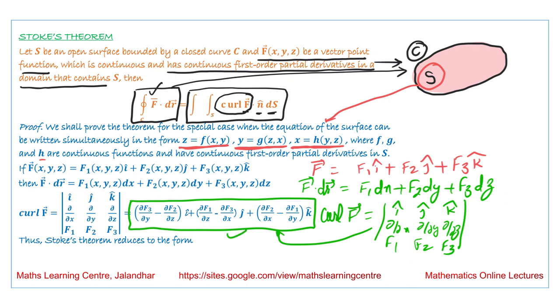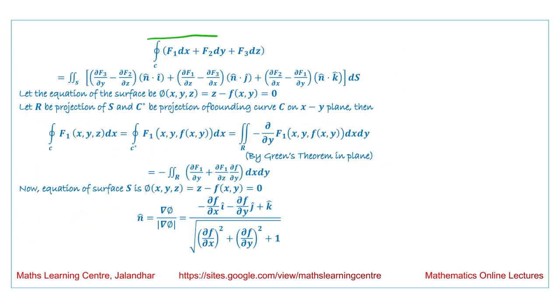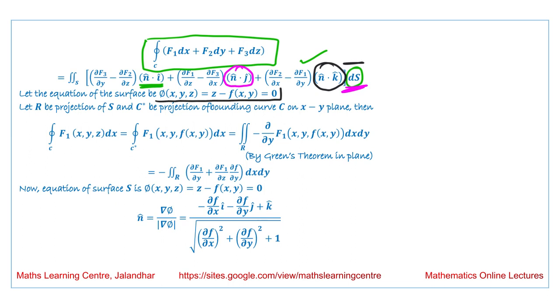If we use this result, Stokes' theorem reduces to the form that the line integral of F1 dx plus F2 dy plus F3 dz is equal to, in place of dx we can write n cap dot i cap dS, in place of dy we can write n cap dot j cap dS, and the third is n cap dot k cap dS. Now suppose the equation of the surface is phi(x, y, z) = z minus f(x, y) = 0.